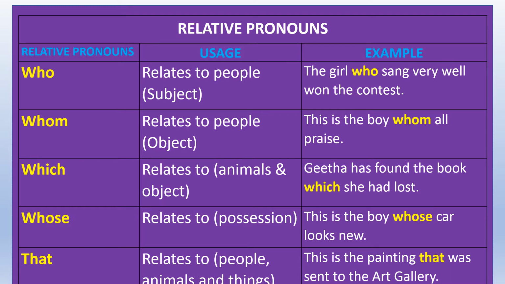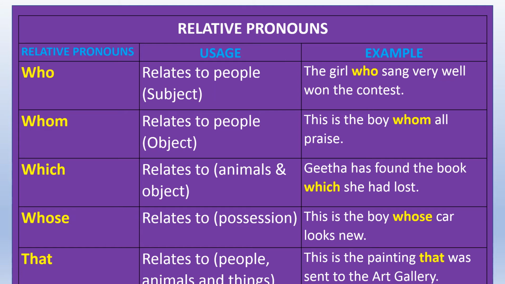Subject pronoun. So now the next relative pronoun we are going to see is whom. Whom relates to people, and mostly this whom comes as an object pronoun. Let us see the example. This is the boy whom all praise. So whom is a relative pronoun used for boy.